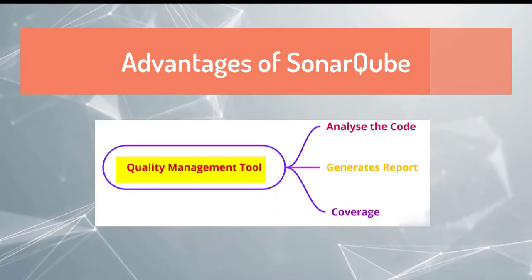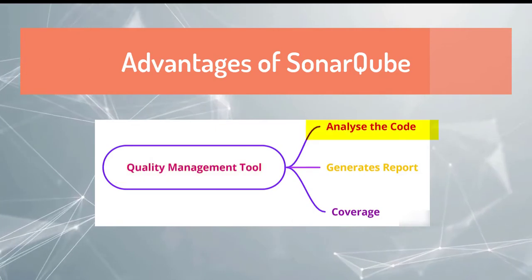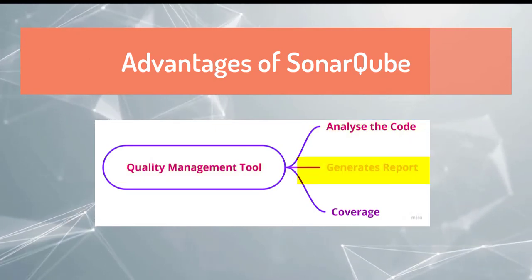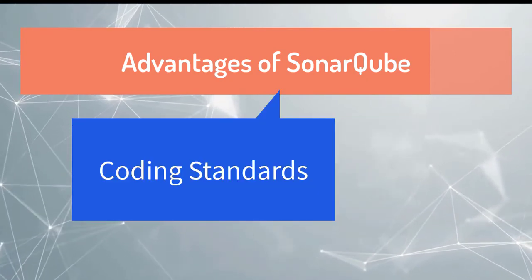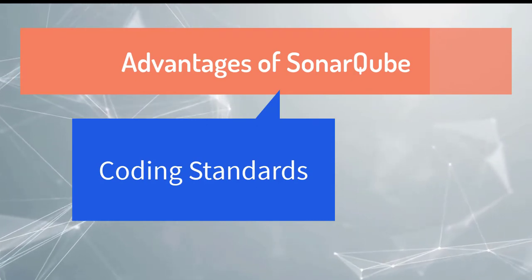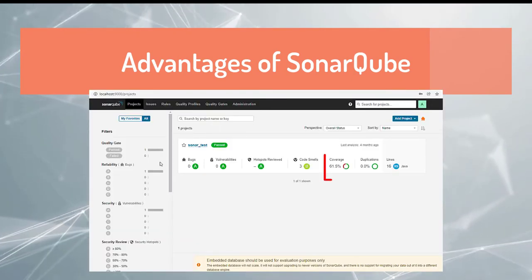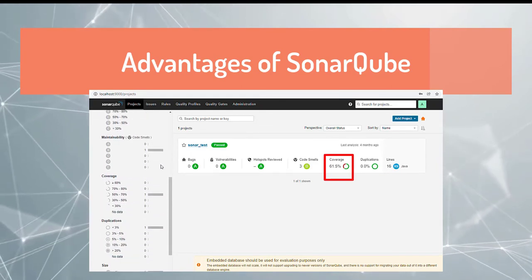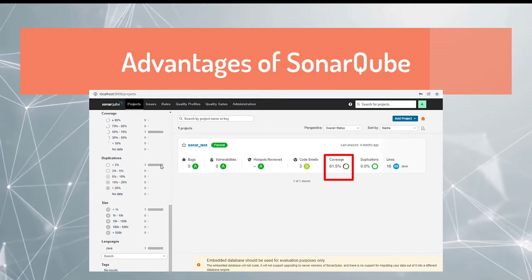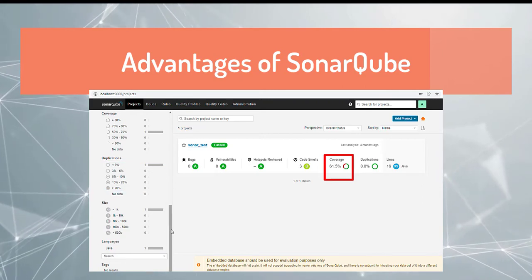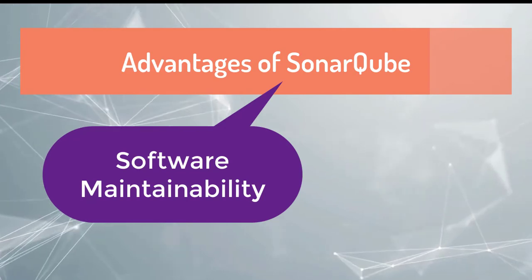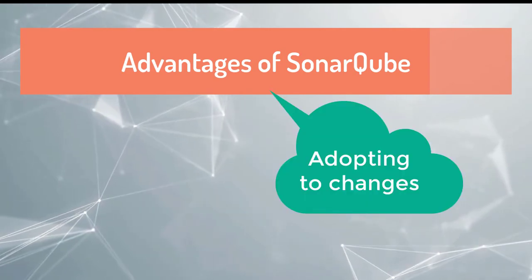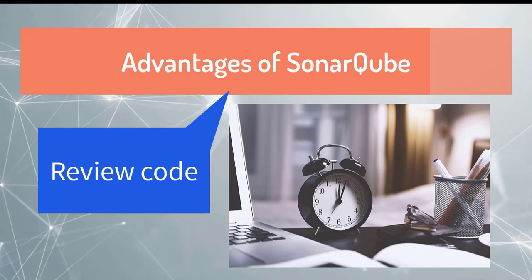SonarQube is a quality management tool. Here, it will analyze the code, generate the report and provide coverage. And also it is simple to integrate with IDE. In SonarQube, we can apply our own coding standards to make our code more standardized. Next, through coverage data from test scripts, it gives coverage information on a line-by-line basis, indicating which conditions are covered and which are not. And also SonarQube improves the software maintainability and it is also capable of adapting to changes. Lastly, it will reduce the time it takes to review the code.